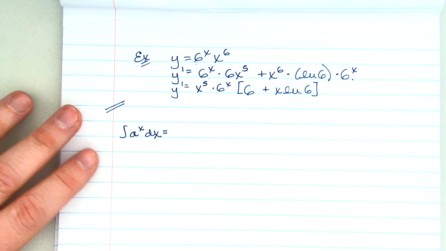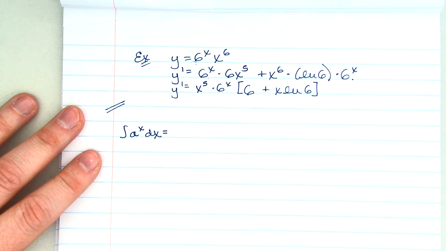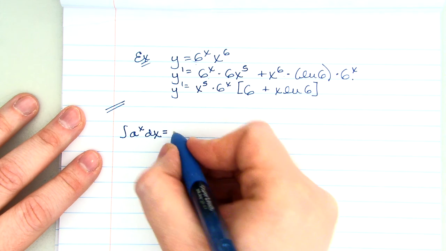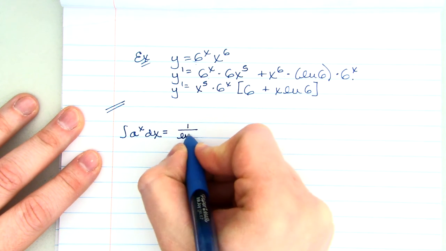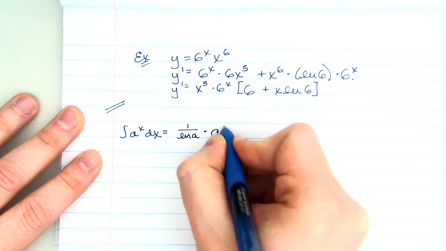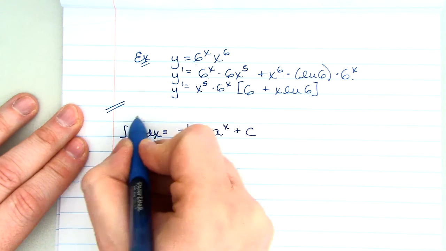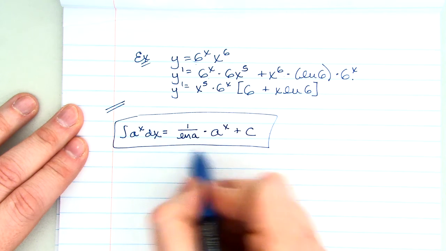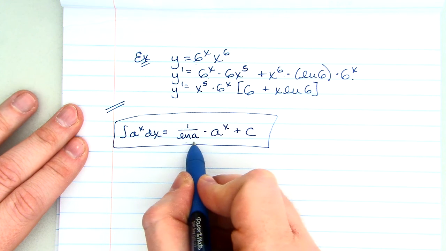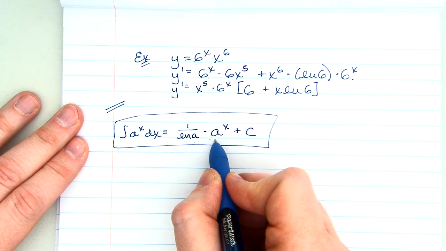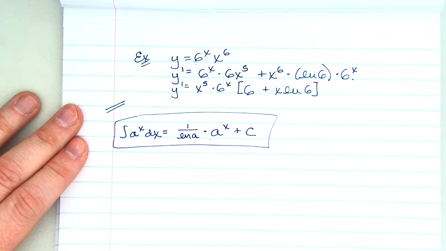If I want to find what has a to the x dx as my derivative, it's going to be 1 over the natural log of a times a to the x plus c. Why? Find the derivative of this thing. Here's a constant out front. What's the derivative of a to the x? Natural log of a times a to the x. The natural logs cancel, we get a to the x.